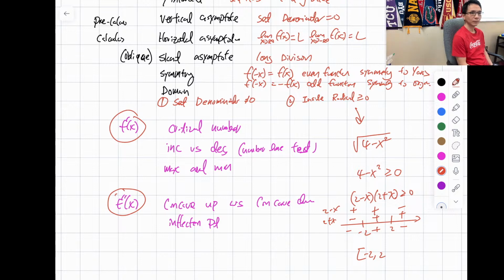Wait, on the negative 2 to 2, are those both brackets? Bracket, because it can equal 2 and negative 2, it's still going to be defined. So inside a radical, greater than or equal to 0. Why does that have to be greater than or equal to 0?